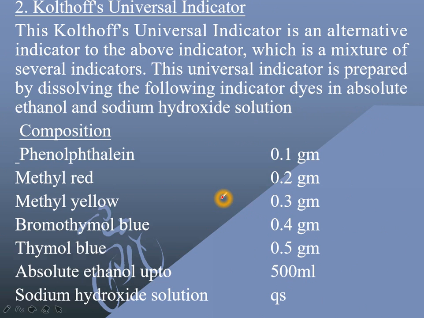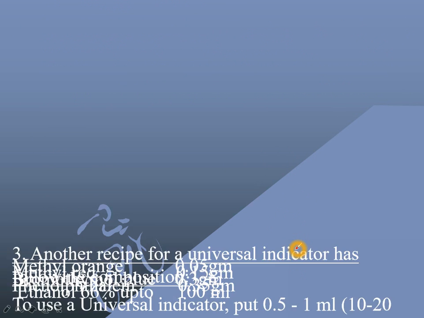Next is the Kolthoff's universal indicator. It is an alternative to the indicator we have discussed previously. This universal indicator is prepared by dissolving the following indicator dyes in absolute ethanol and sodium hydroxide solution, and the compositions are phenolphthalein, methyl red, methyl yellow, bromothymol blue, thymol blue, absolute ethanol up to 500 ml and sodium hydroxide solution, that is quantity sufficient, and the weight is 0.1, 0.2, 0.3, 0.4 and 0.5 gram respectively.